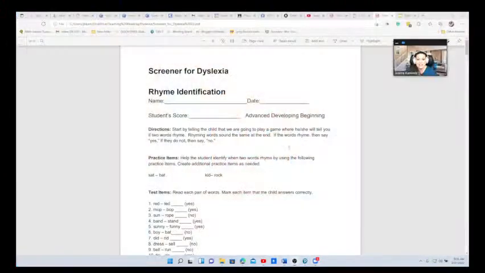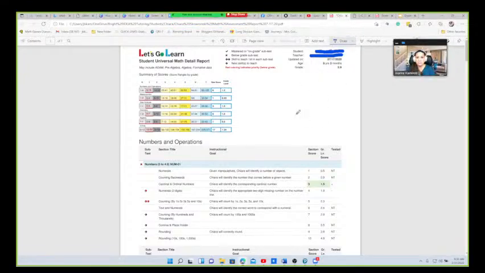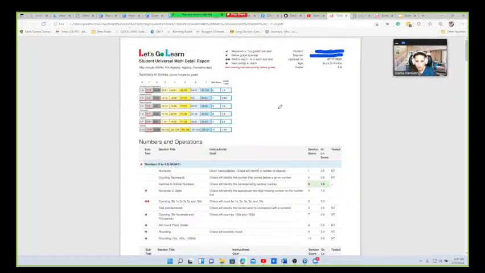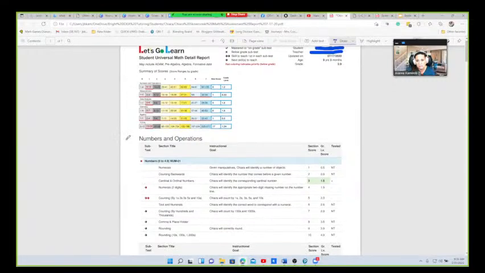All right, so let's take a look. What does it specifically look like, the document that I get after I give the assessment? So I'm going to show you right now. I've already taken off the child's name so that you can't see the child that I specifically am working with, but I want you to see the kinds of data that I get. So with this Let's Go Learn assessment, I'm able to get numbers and operations. You can see that right here.